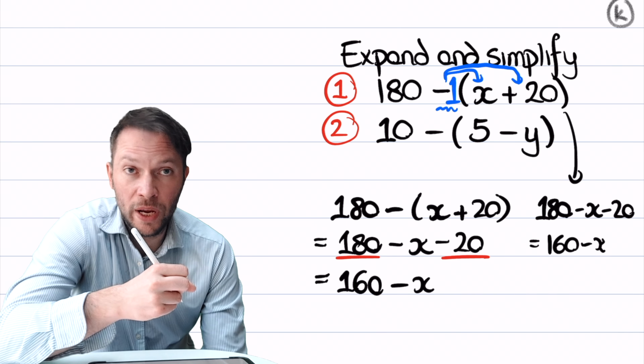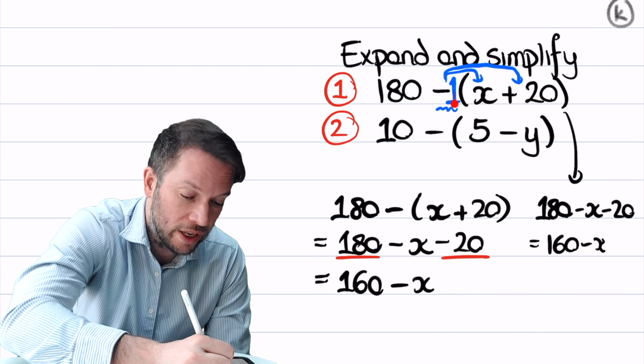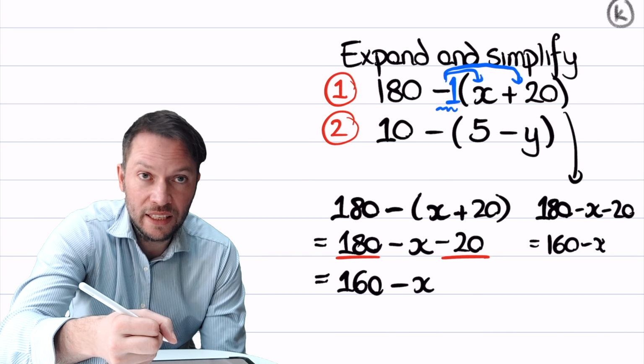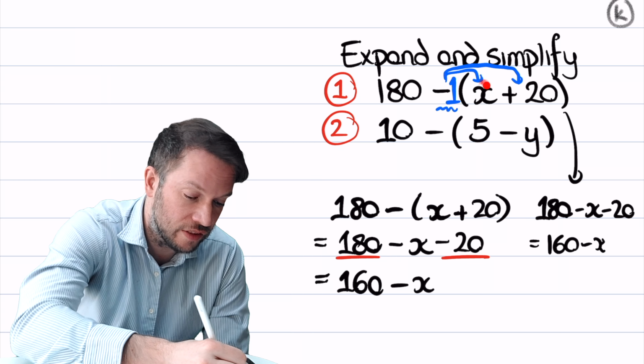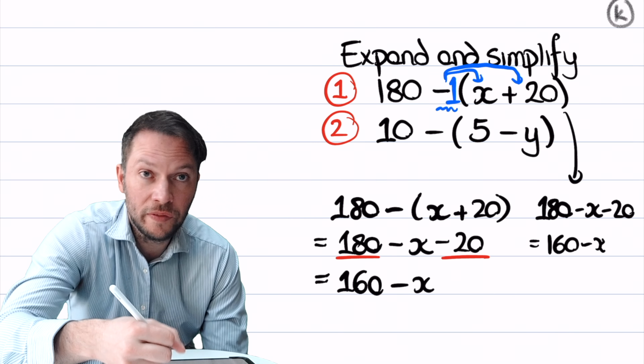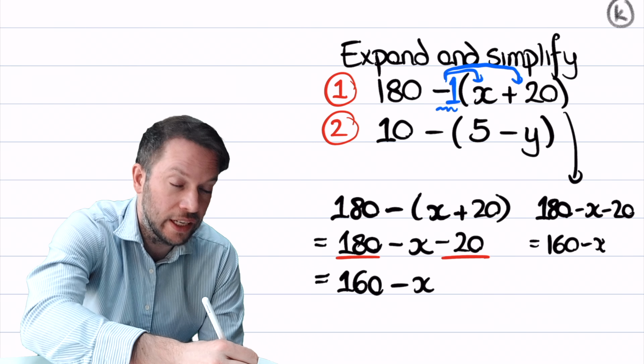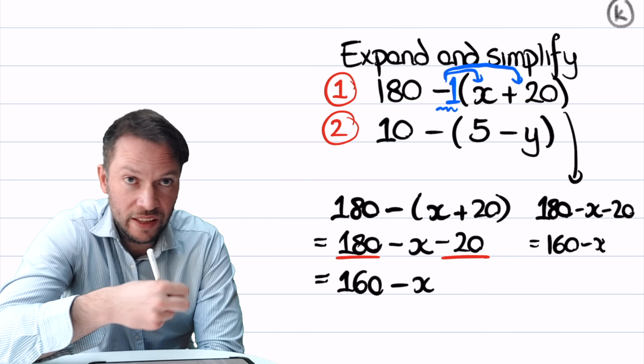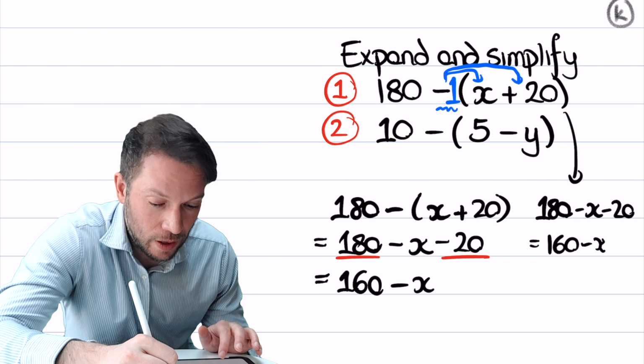And you can see that's going to simplify to the same thing, 160 minus x. So you can do whatever way you want. You can either put the 1 here and then expand out by doing the minus 1 times by each of these terms, or you can just think of it as subtracting each thing in the bracket. I prefer the idea that we're subtracting each thing in the bracket. What about the second one?